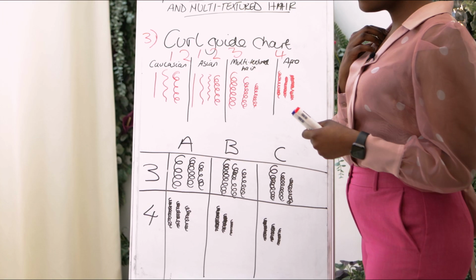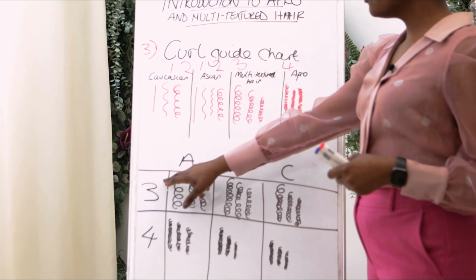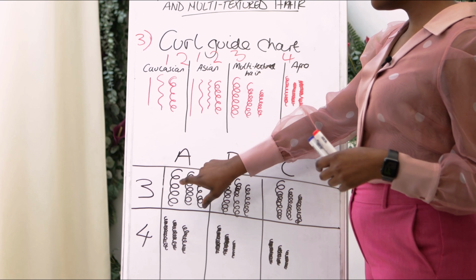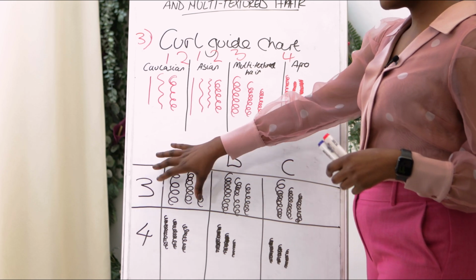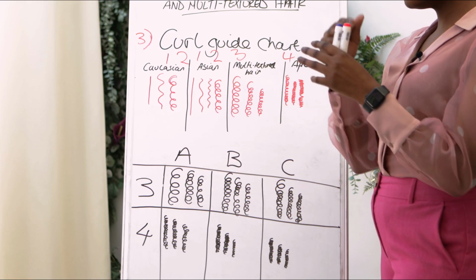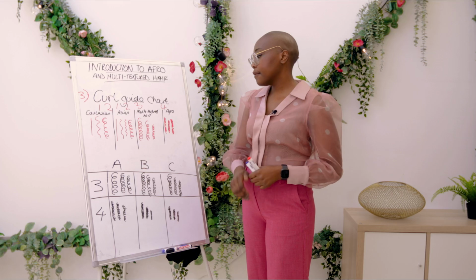So if someone is mixed race and they have a 3A hair texture, it just means that the dominant DNA pattern, if you like, of that person is more of the Caucasian or the Asian hair side of the family compared to the Afro hair. So there are fewer elements of Afro hair in that, but there's a lot more of the Caucasian hair.